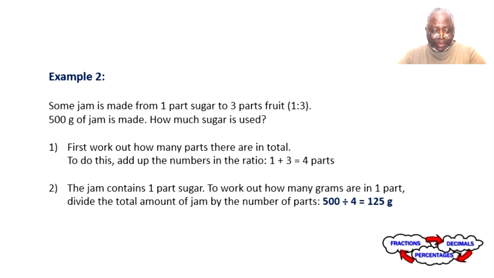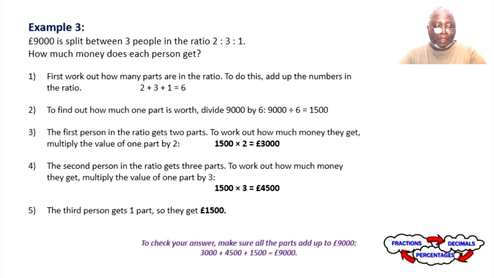And then secondly, the jam contains 1 part sugar, as I've explained already. To work out how many grams are in 1 part, divide the total amount of jam by the number of parts, which is 500 divided by 4, and that is equal to 125 grams. Example 3. 9,000 is split between 3 people in the ratio of 2 to 3 to 1.